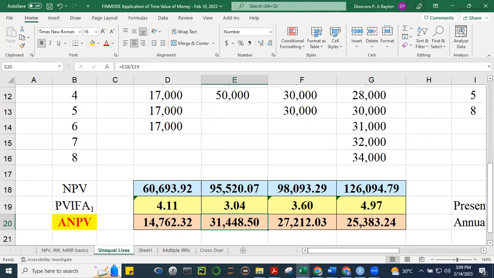But if they're mutually exclusive, the choice is only one. And here the choice is based on the annualized net present value. We determine it by dividing the net present value by the present value interest factor of an annuity of 1. All right. So questions, class?